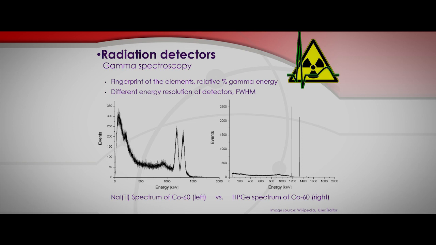The issue with sodium iodide, which you can see here, this is a gamma spectrum of sodium iodide. You can see two gamma peaks, which are very characteristic for this element, cobalt-60. It has two very characteristic gamma energies, versus the peak from the same nuclide produced in germanium detectors. The peaks of sodium iodide are rather broad, as you can see. This is due to statistical fluctuations.